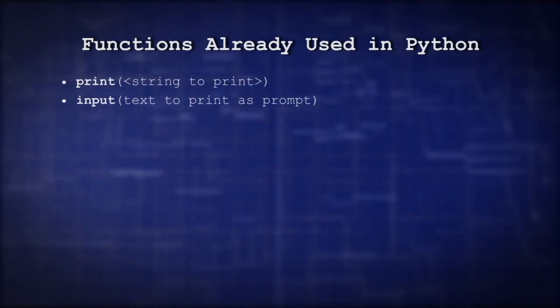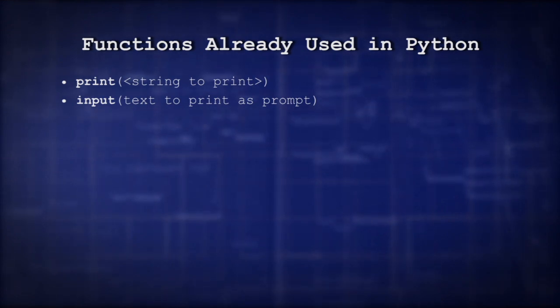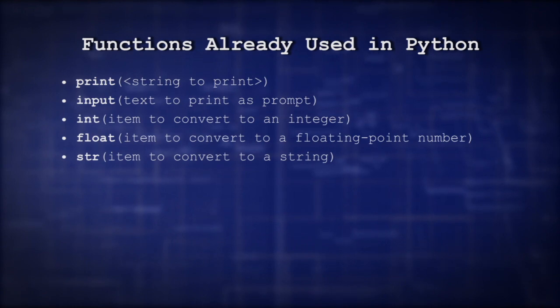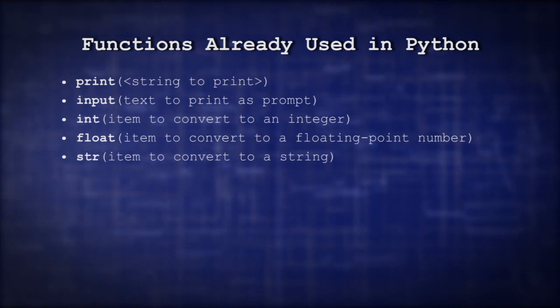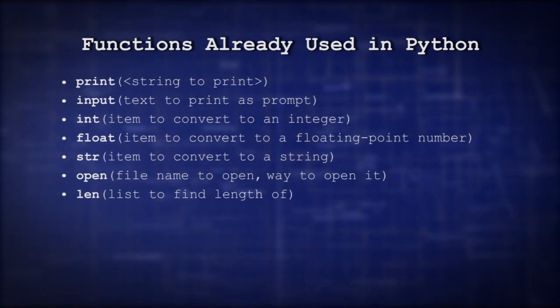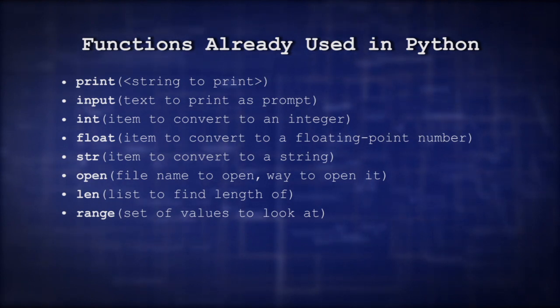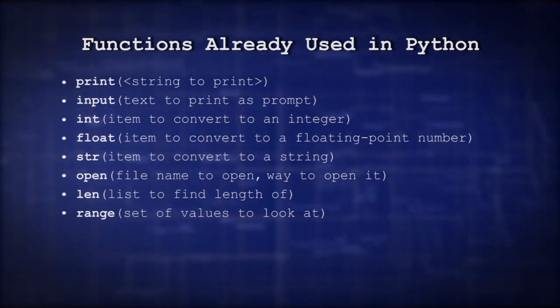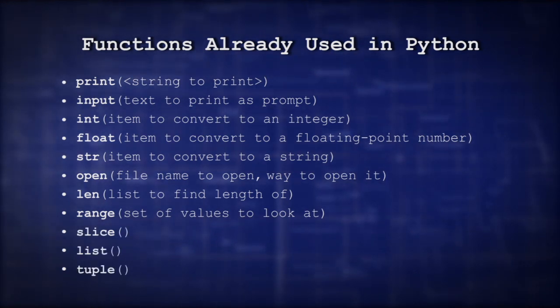Now, let me remind you of some of the built-in functions that we've already been using in Python. We've used print and input, each of which takes a string that will be printed on the screen, and input also returns a value. We've used the int, float, and str commands to convert between strings and number types, and each of these are functions. We've used open to open files, and we've used len to find the length of a list. We've used range to get a set of values to look at within our loops. There are a variety of other useful functions built into Python, such as slice, list, and tuple, and we'll introduce more as we continue through the course.